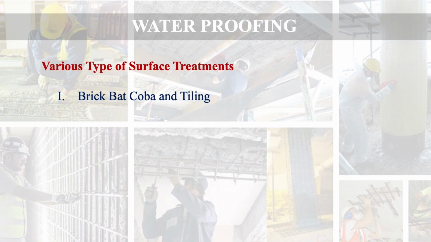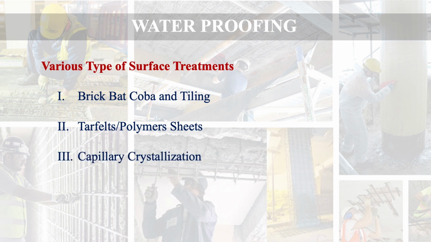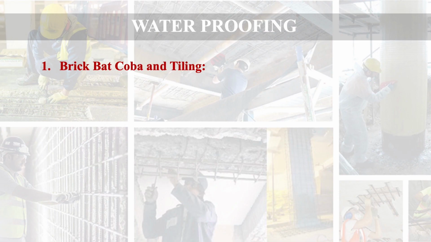First one, brickbat, coba and tiling. Second one is tar felts or polymer sheets. Third one is capillary crystallization, and fourth one is protective surface coatings. First we begin with brickbat, coba and tiling. What do we do in this?